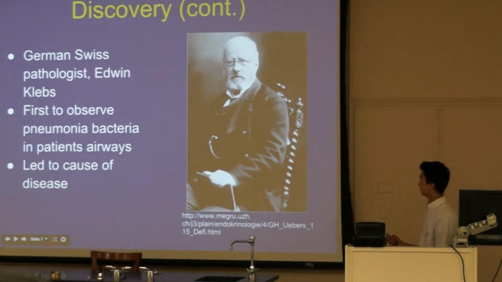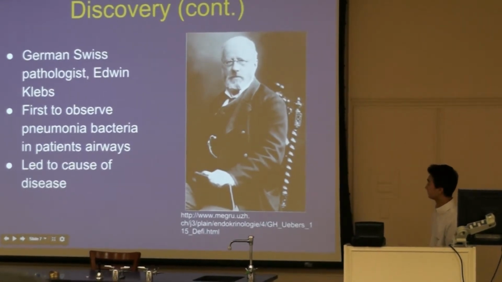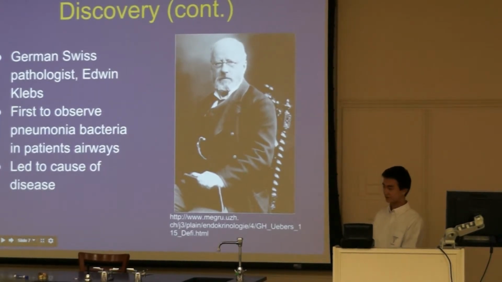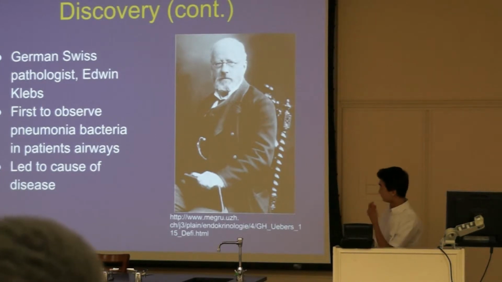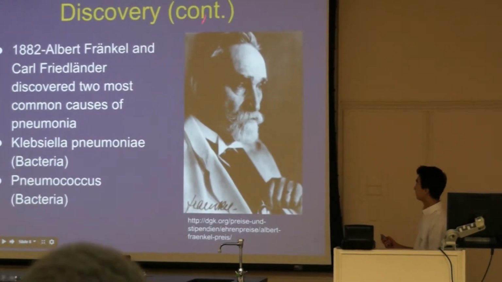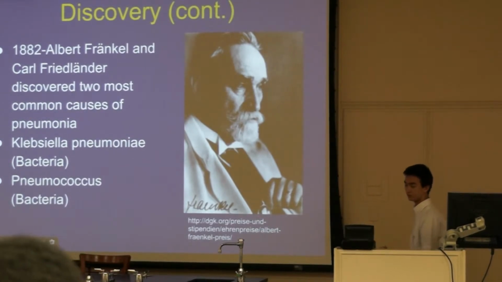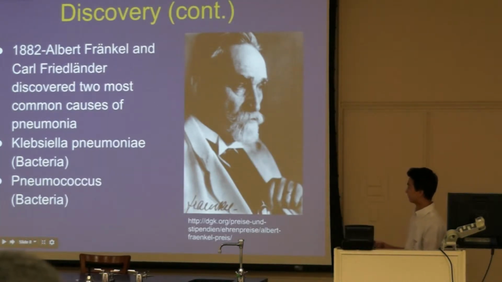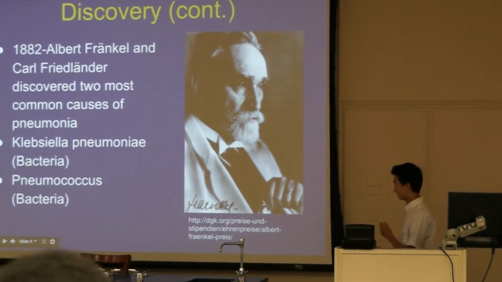This is a picture of German-Swiss pathologist Edwin Klebs. He was the first to observe the pneumonia bacteria in the patient's airways, and that led to the cause of the disease. This is a picture of Albert Frankel. In 1882, Karl Friedlander and Albert Frankel discovered the two most common causes of pneumonia, which were Klebsiella pneumonia, which was a bacteria, and pneumococcus, which was also bacteria.